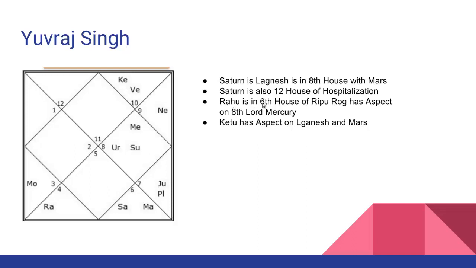And if you can see, Rahu is in the 6th, and has an aspect on the 8th lord Mercury. Okay, so Rahu has the aspect on 8th lord Mercury. 1, 2, 3, 4, 5. So it has a 5th aspect on the 8th lord, and Ketu has an aspect on the Lagnesh. So if you can see Ketu, 1, 2, 3, 4, 5, 6, 7, 8, 9. So that means Ketu is having the aspect on Lagnesh as well as on Mars. So it is also creating a situation where he can lead to a blood infection. Okay, so this is a pattern which I want to share here.